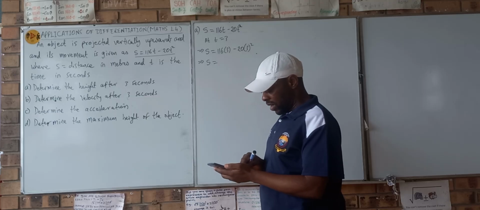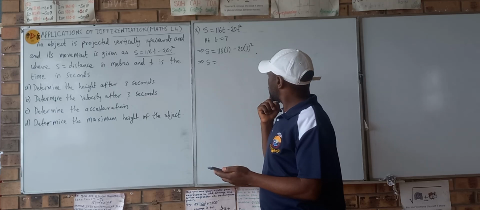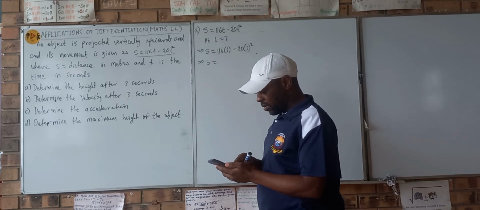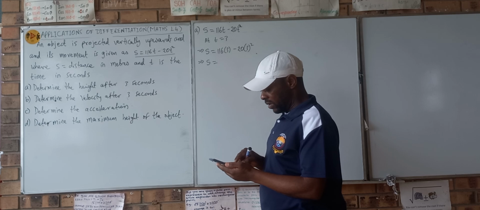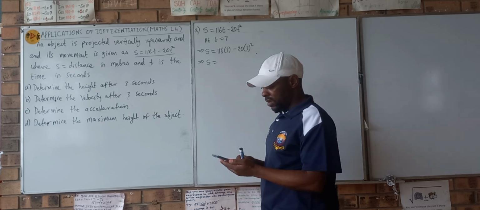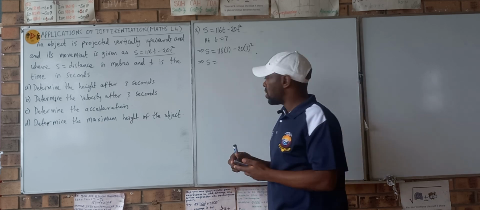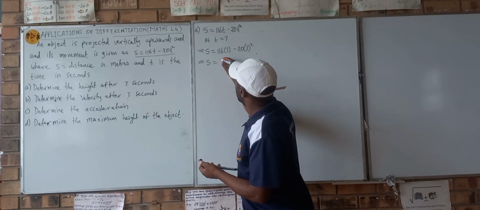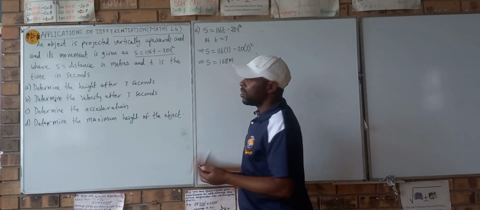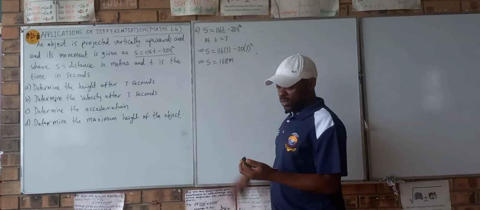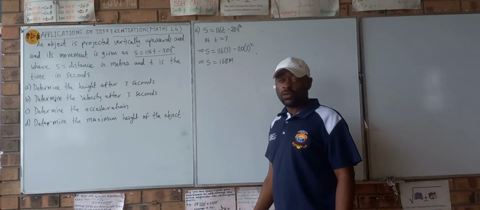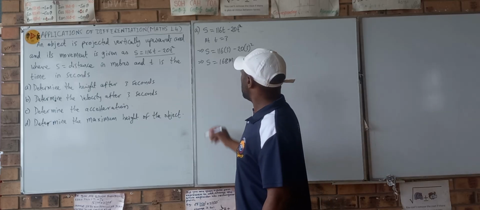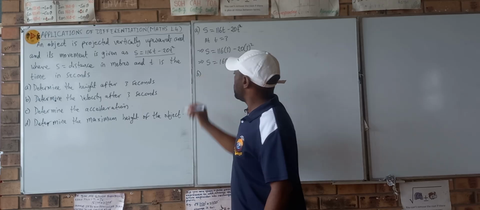So I'm getting 116 times 3 minus 20 times 9, since 3 squared is 9. So that gives me my height as 168 meters, once you punch that into your calculator. So with the A part, we are as good as done. Then we can go to the B part.